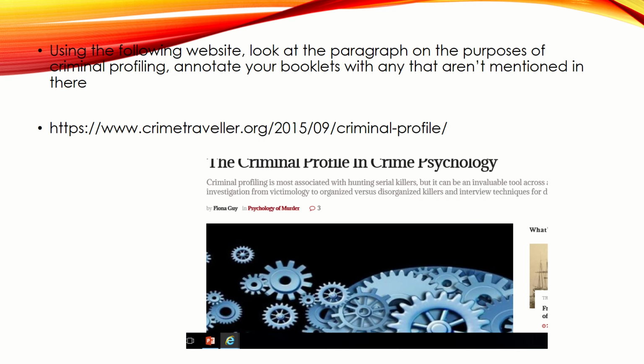I have also put this PowerPoint on Google Classroom on the post as well. So you can open up the post and then copy and paste this link. But you can see it says, using the following website, look at the paragraph on the purposes of criminal profiling and annotate your booklets with any that aren't mentioned in there already. So there is some space for you to do that. Let me just double check where that space is. I think it is in the middle of page 65. So if you go onto this website, pause this video, go onto the website and pop down any from this website that you can see about the purposes of criminal profiling.